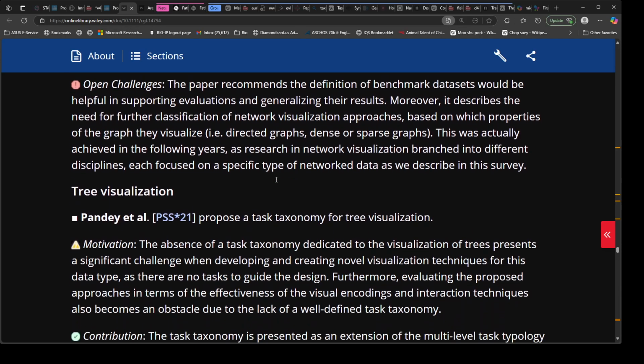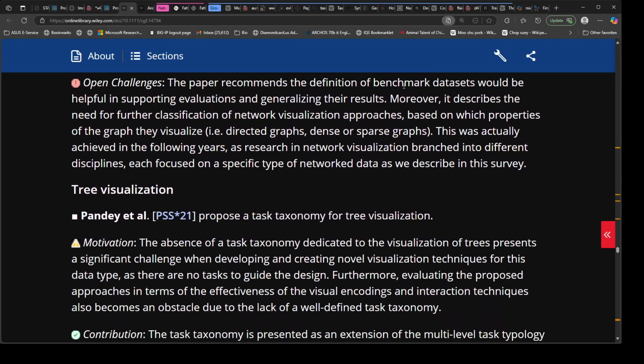Open Challenges. The paper recommends that the definition of benchmark datasets would be helpful in supporting evaluations and generalizing their results. Moreover, it describes the need for further classification of network visualization approaches based on which properties of the graph they visualize, i.e. directed graphs, dense or sparse graphs. This was actually achieved in the following years, as research in network visualization branched into different disciplines, each focused on a specific type of network data as we describe in this survey.